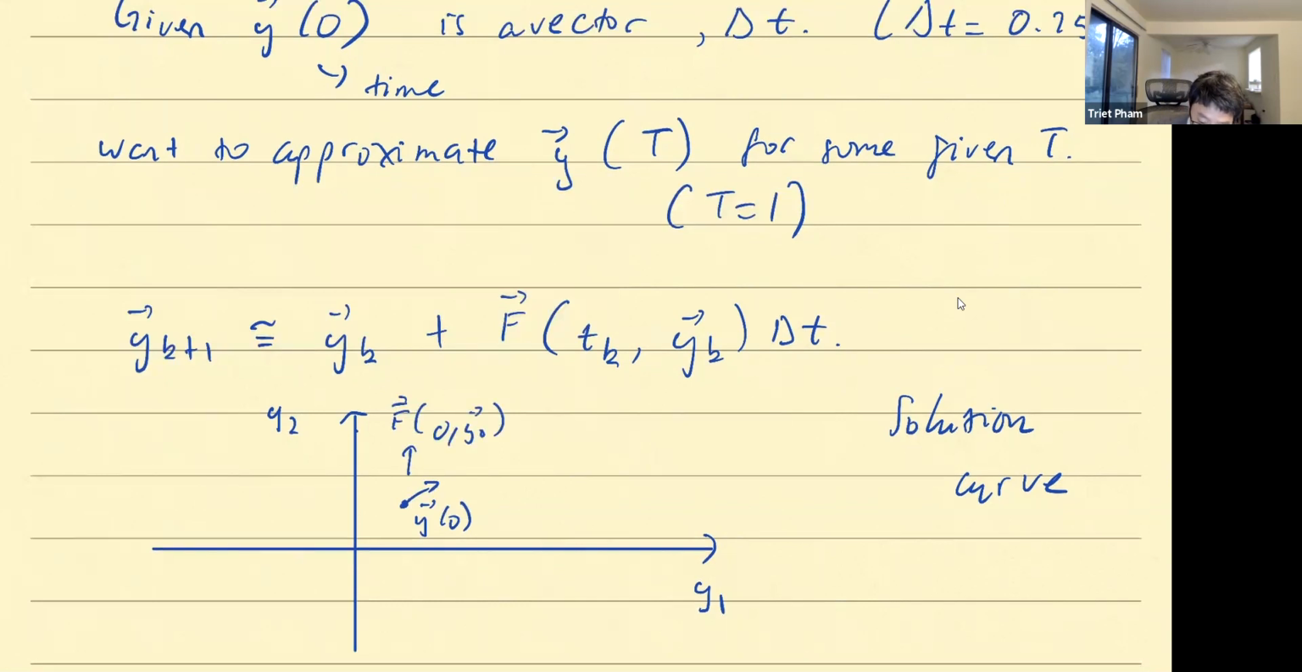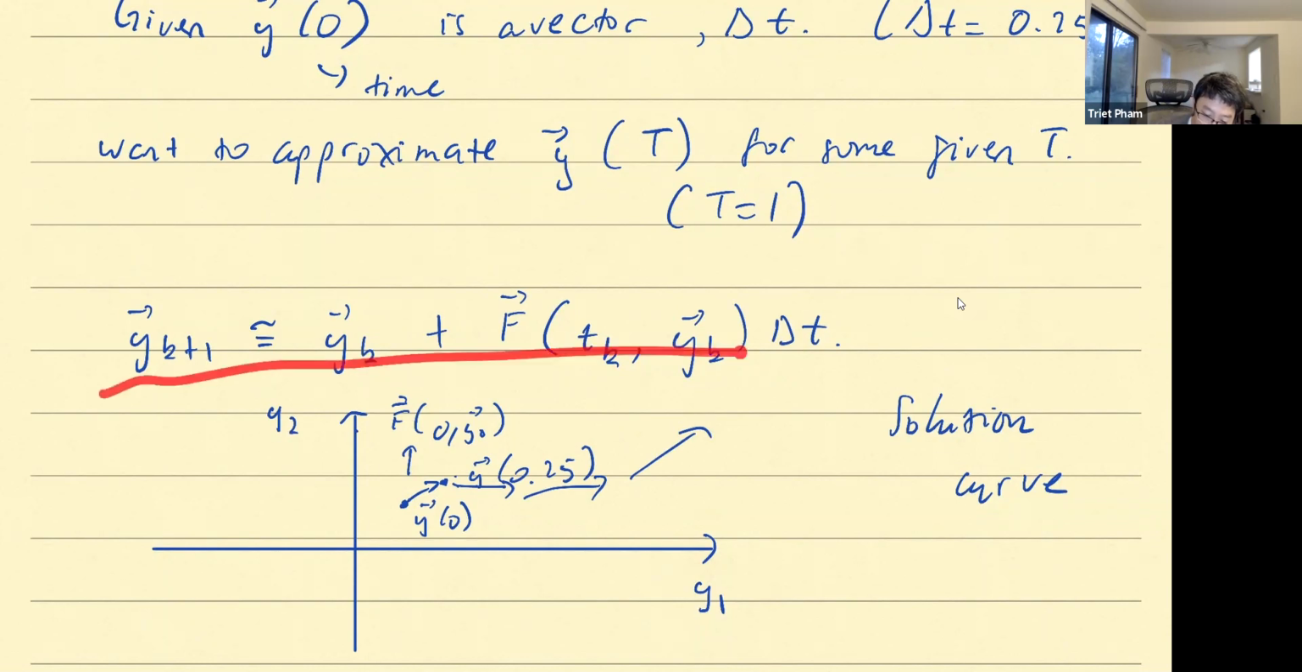And then you follow this. Follow this with the delta t size. If you follow this with delta t size, then you get to the next point, which is maybe y at 0.25. And then at that step, you calculate the vector again, follow it, follow it, follow it. So that's exactly the mathematical writing of tracing out the solution curve.